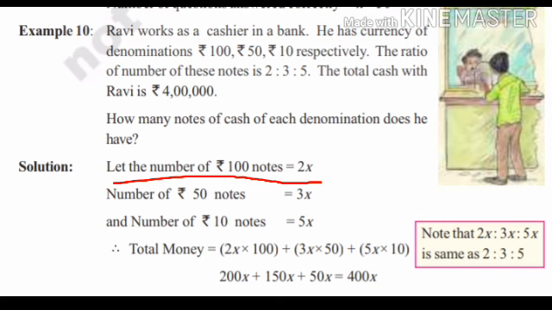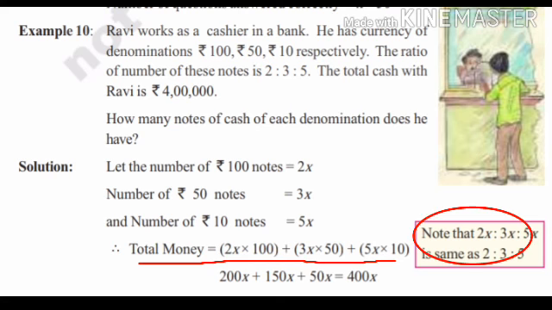Solution. Let the number of 100 rupees notes be 2x. The number of 50 rupees notes is 3x. And the number of 10 rupees notes is 5x, since the given ratio is 2:3:5. Therefore, total money is equal to 100 rupees notes multiplied with 2x plus 50 rupees notes multiplied with 3x plus 10 rupees notes multiplied with 5x. Note that 2x is to 3x is to 5x is the same as 2:3:5.